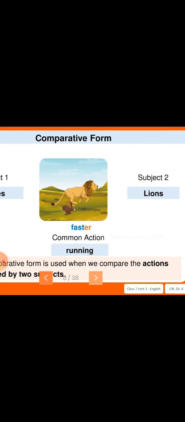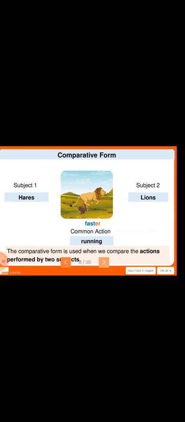The comparative form is used when we compare the action performed by two subjects. What are the two subjects? Hares and the lion. So here it was compared with two subjects, and we'll tell it as comparative.